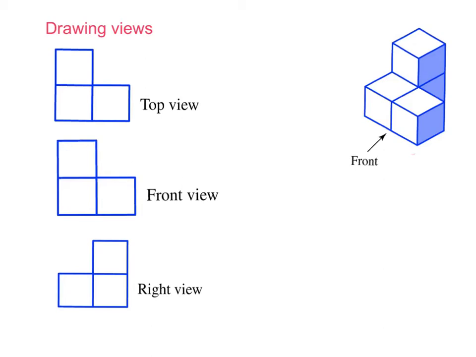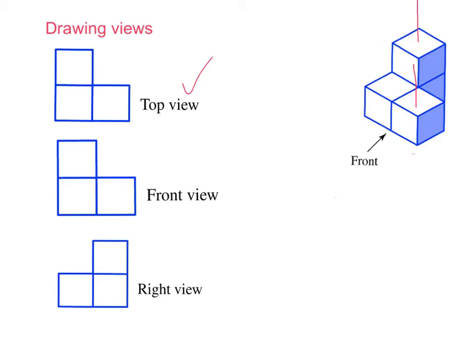So if we're looking at the top, we can see this block here, and this block here. So our drawing would be 2 blocks down, as it is here, and 1 block across, because that's what we can see if we were hovering over the top. We'd see 2 blocks down and 2 blocks across. That's the bird's eye view.